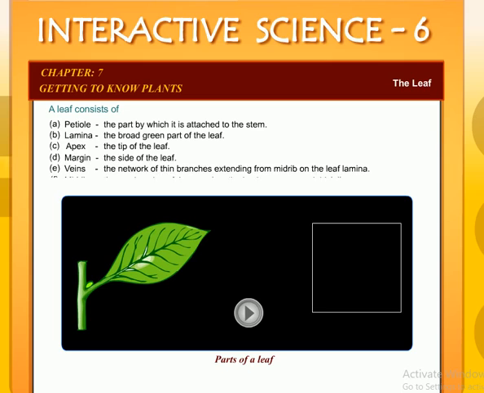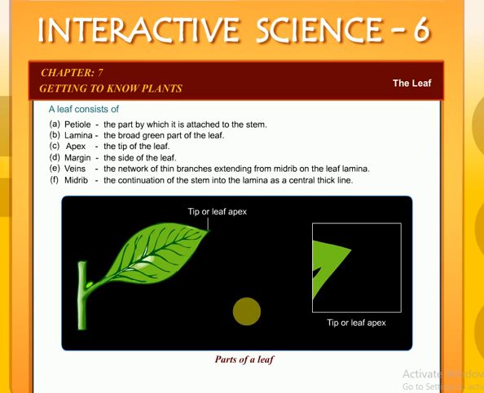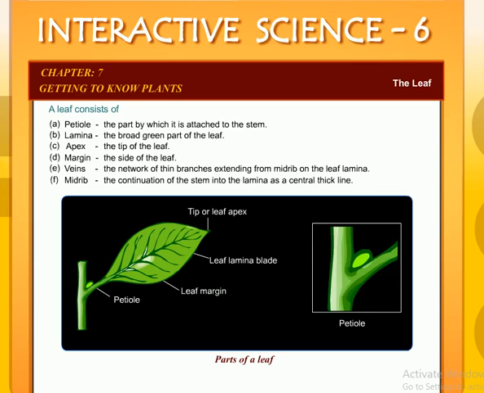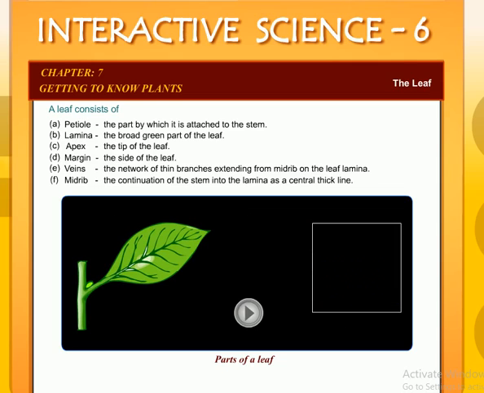A leaf consists of A. Petiole, the part by which it is attached to the stem. B. Lamina, the broad green part of the leaf. C. Apex, the tip of the leaf. D. Margin, the side of the leaf. E. Veins, the network of thin branches extending from the midrib on the leaf lamina. F. Midrib, the continuation of the stem into the lamina as a central thick line.